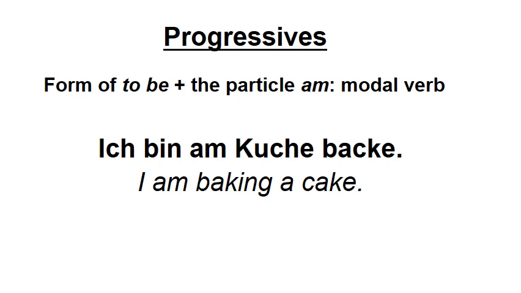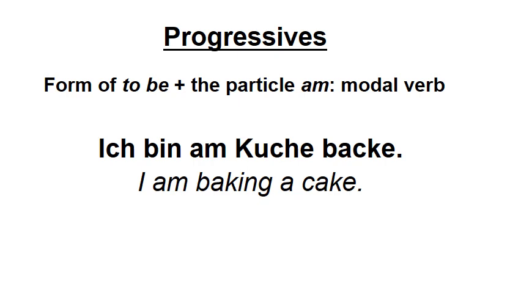Let's look at some examples. Ich bin am Kuchen backen. That means I am baking a cake. Ich bin am Kuchen backen. I am baking a cake. Now, you could also in Deutsch, like I said, just use the present tense, ich backen Kuchen. And that would also mean I am baking a cake.